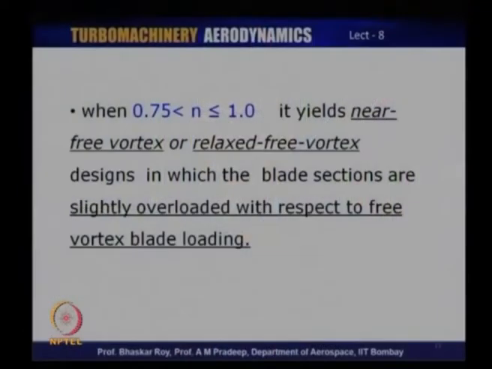Of course, n equal to 1 means we go back to free vortex, which we were discussing in some detail. Now, let us move forward and see if the value of n is something other than 1. For example, it is possible that the value of n could be a little less than 1, and if it is somewhere between 0.75 and 1, this yields what is often referred to as a near free vortex or simply relaxed free vortex design, in which the blade sections are slightly overloaded with respect to the free vortex blade loading. Now, free vortex blade loading provides a certain amount of blade loading characteristic to the rotor and the stator blades. This relaxed free vortex, where n is less than 1, overloads the blade slightly, very slightly, so that it is not threatened with separation or stall within the limits of the diffusion factor, which we have discussed earlier.